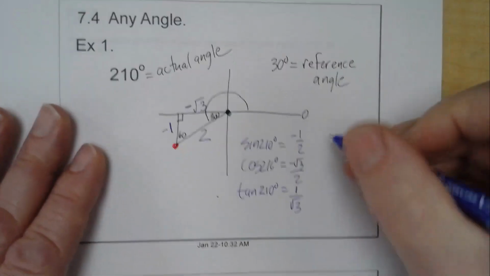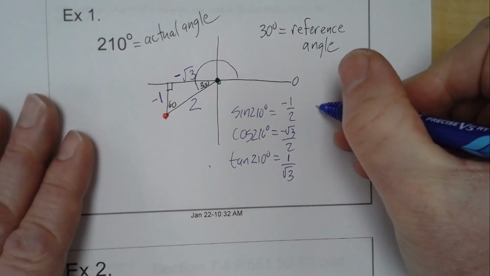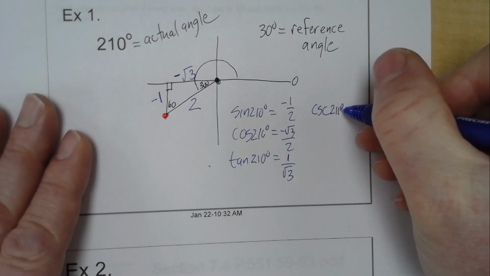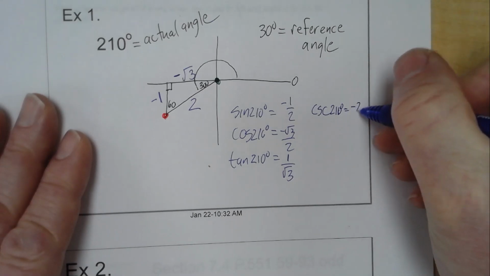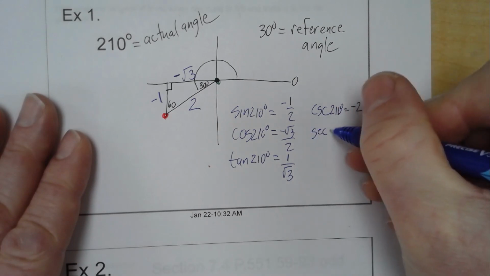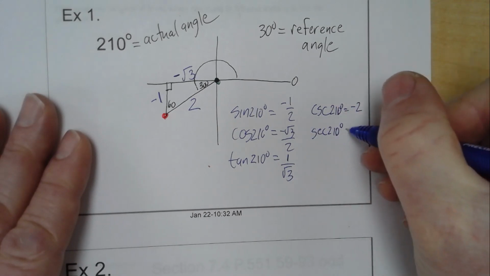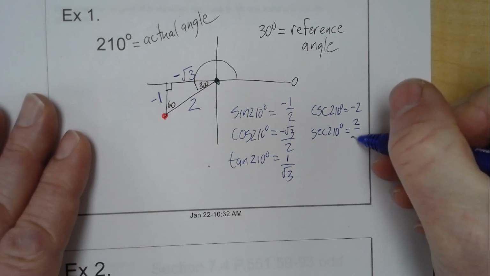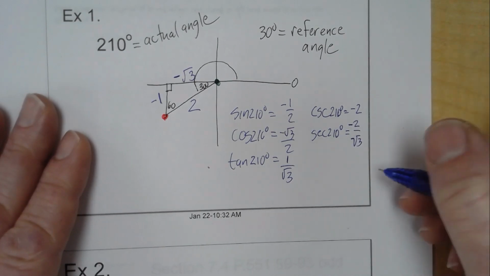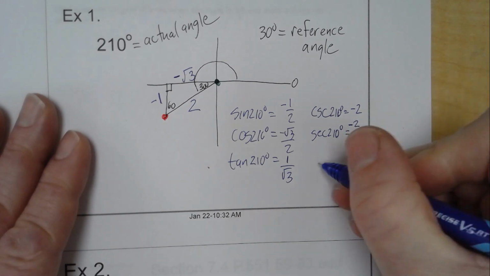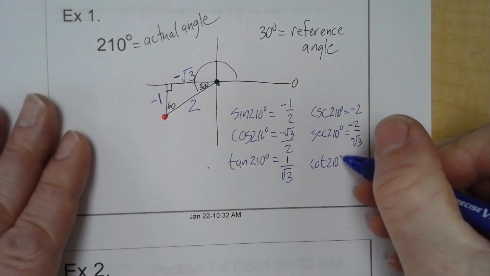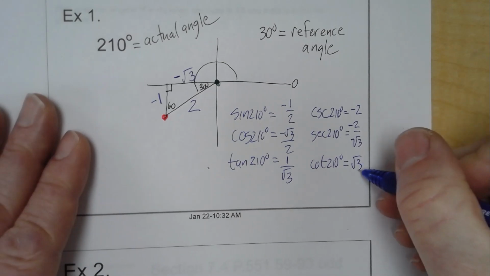Then the other ones are all the flippy upside downs. So we got cosecant of 210 degrees would be negative 2. The secant of 210 degrees would be 2 over radical 3, but it's negative. I always put the negative on the top of my fraction. And then this one here, cotangent of 210 degrees is equal to the square root of 3.